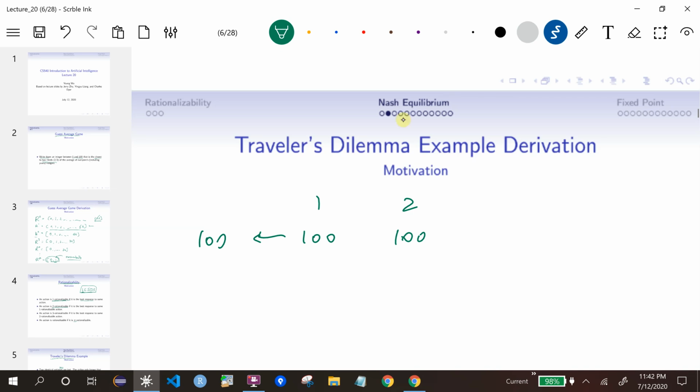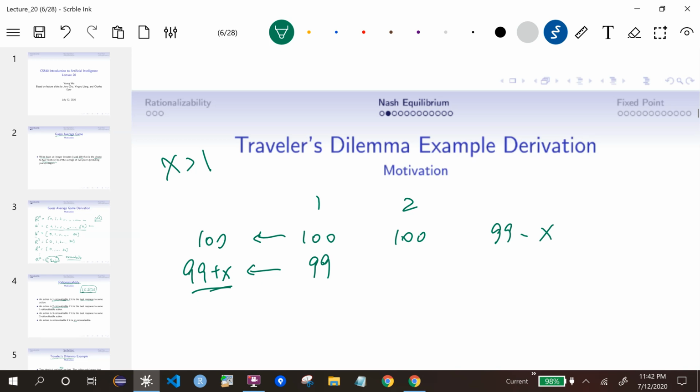But if I'm a bit greedy and cheat a bit, then I can report 99. Then I'll get 99 plus X. And remember, X is strictly larger than 1, so this is strictly larger than 100. However, the other guy will be punished and get 99 minus X. But since I don't care about the other guy, I'll just prefer 99.